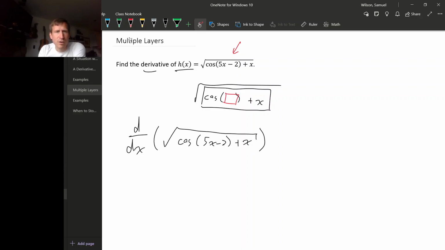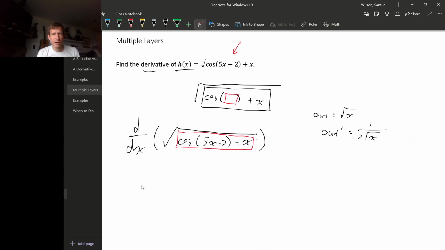Okay, well, this definitely has an inside piece and an outside piece. So we're going to use the chain rule, right? And the outside piece is the square root function. So what is the derivative of that? The derivative of the square root function is 1 over 2 square root x.